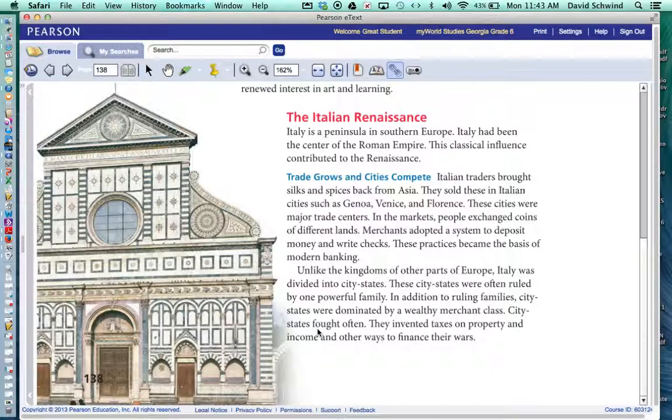City-states fought frequently. They invented taxes on property and income and other ways to finance their wars. So these little city-states told the people that lived there, you're going to give us some of the money you earn, and we'll protect you.